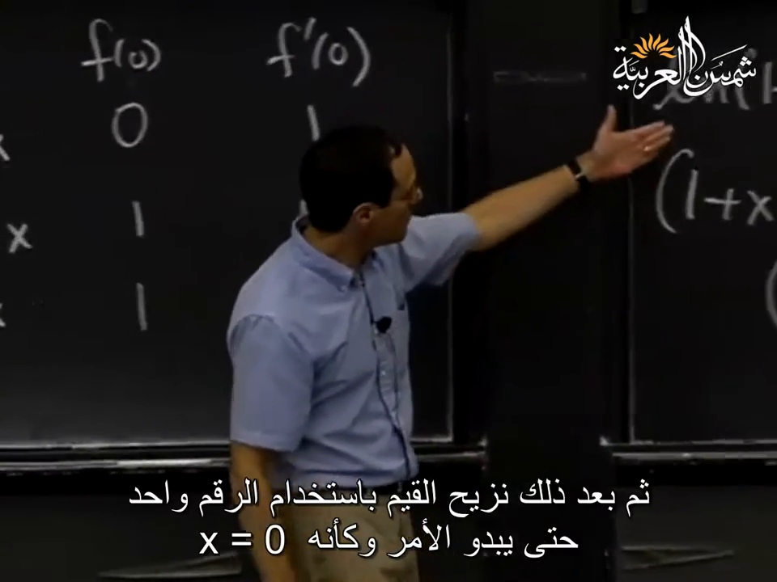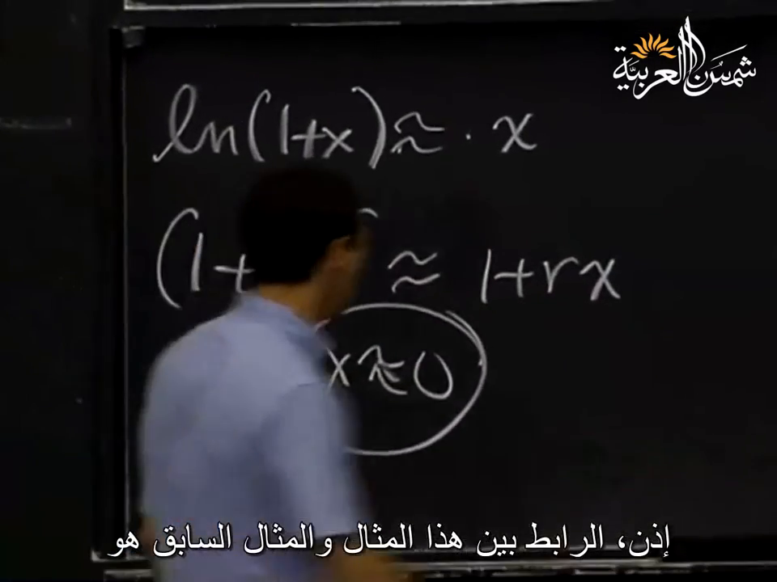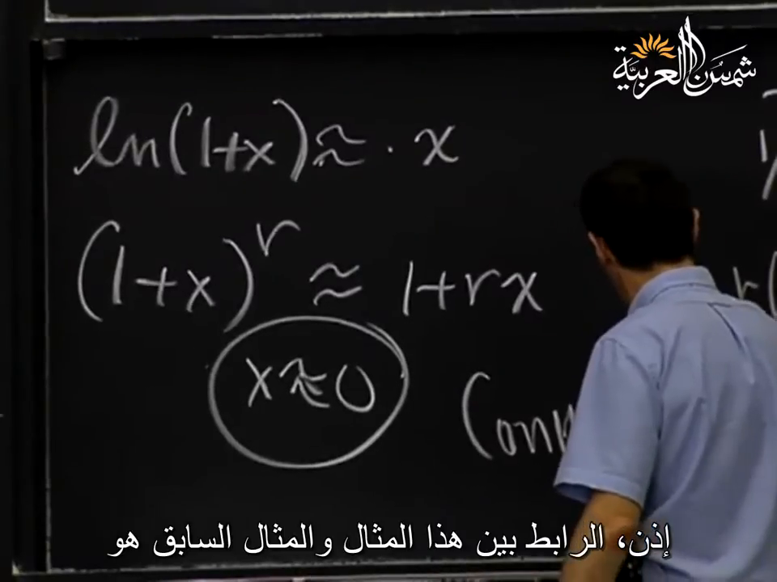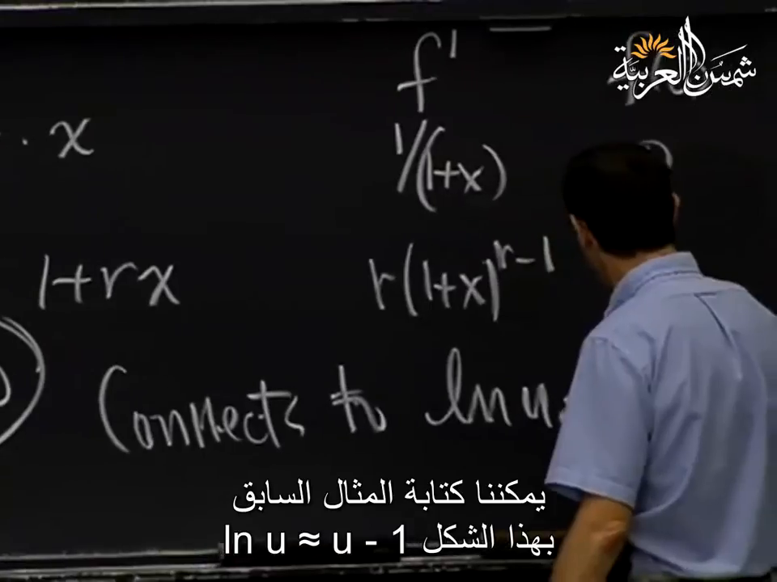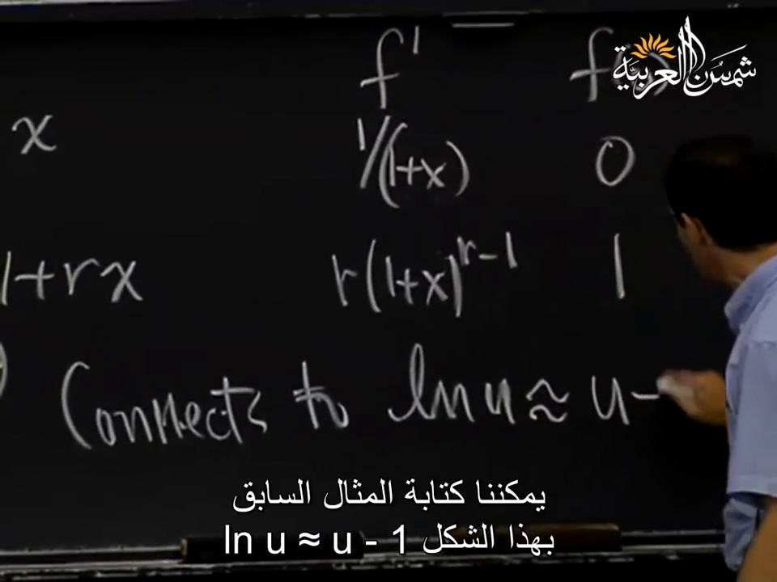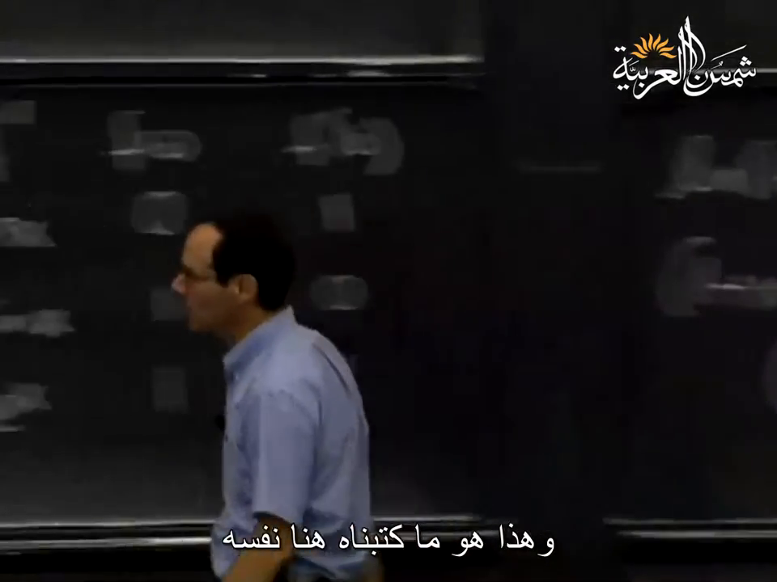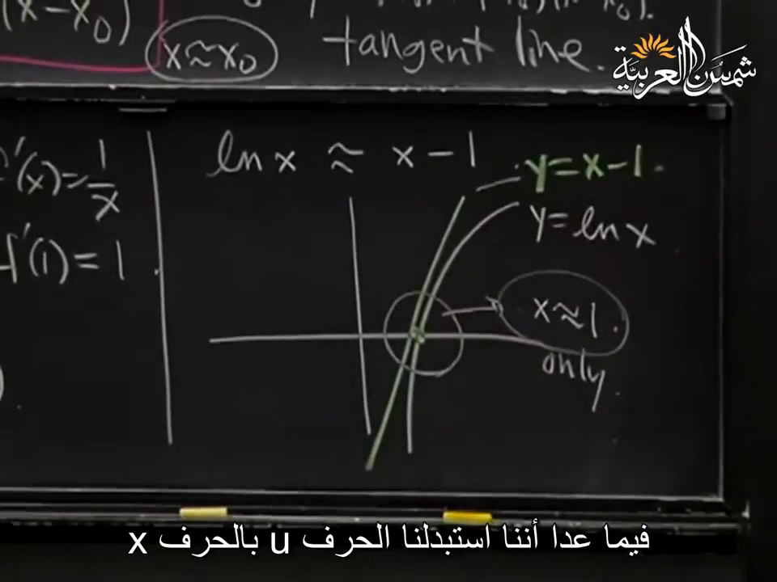And then we shift things so that it looks like it's x equals 0 by shifting by the 1. So the connection with the previous example is that what we wrote before I could write as the logarithm of u is u minus 1. That's just recopying what I have over here, except with the letter u rather than the letter x.